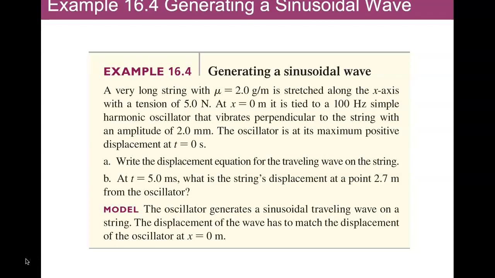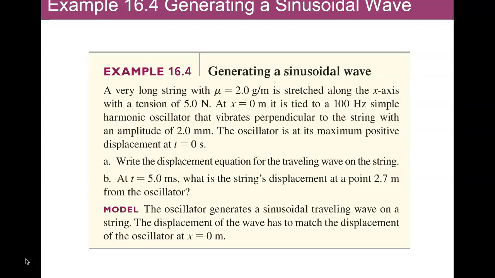And the model is that this oscillator is generating a sinusoidal traveling wave, right? So the history graph for that point is a sinusoidal function of time, therefore the snapshots will be, again, sinusoidal functions of position, and we need to match the displacements to the displacement of the oscillator at that point.